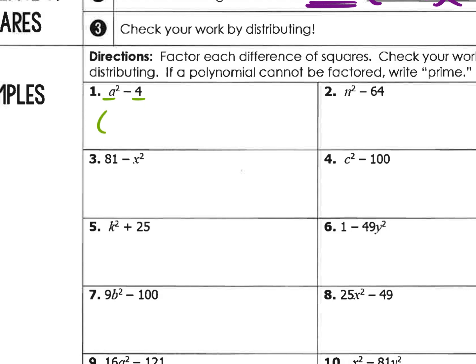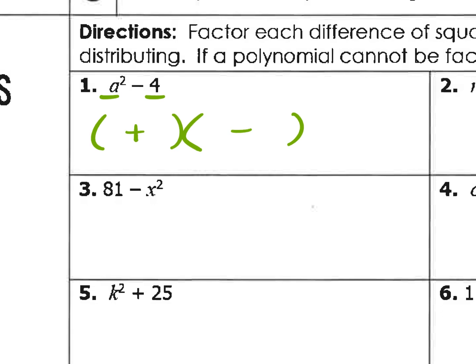So the first thing I do when they're both perfect squares is I write the two binomials and I write one as a plus and one as a minus, because it will always work out that way. Then from there, I take the square root of the first one and put it in the first spot, and the square root of the second one and put it in the second spot. So this is a plus 2 and a minus 2. Okay, square root them both, make one of them plus and one of them minus.